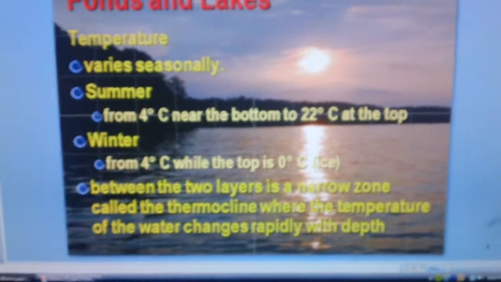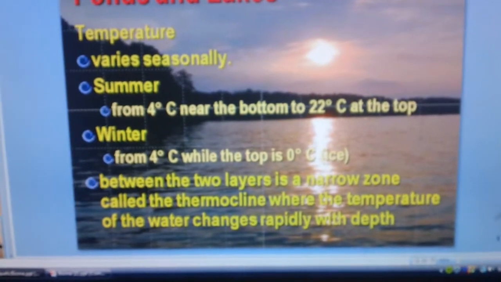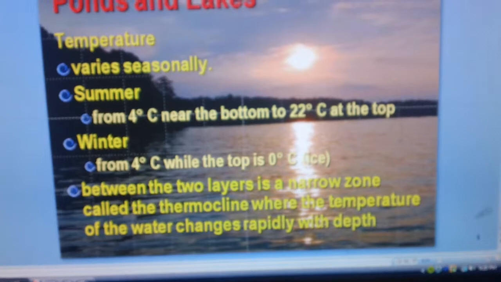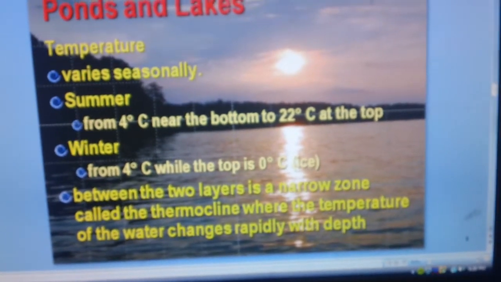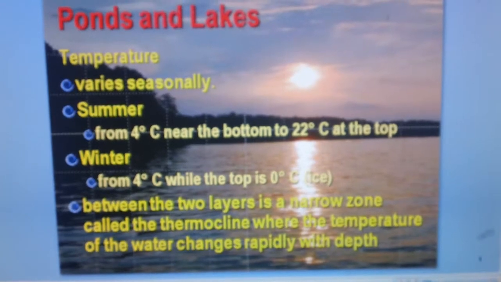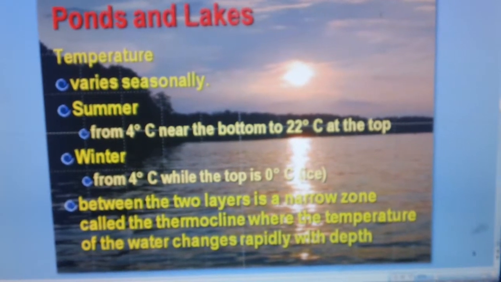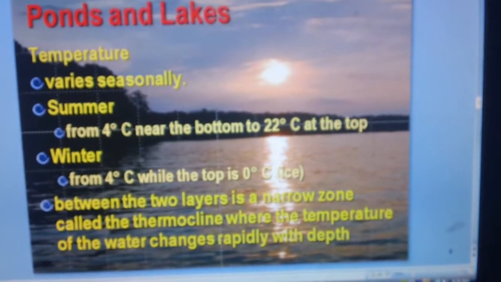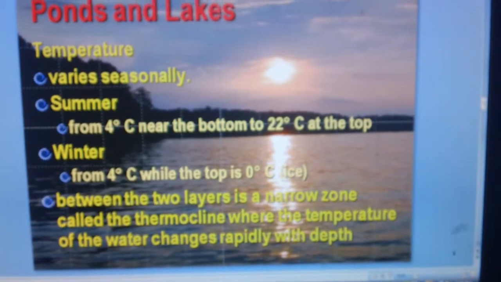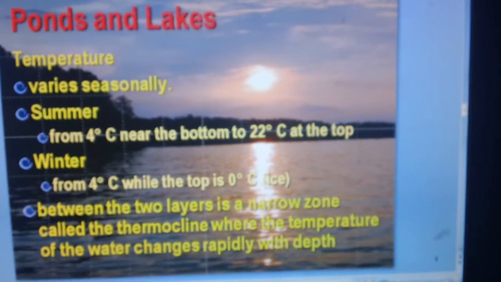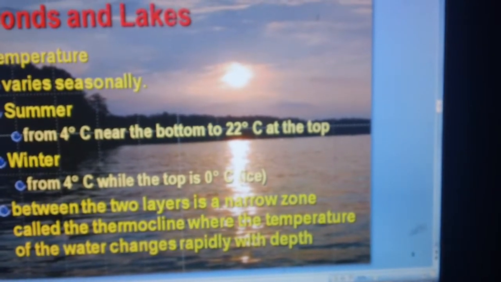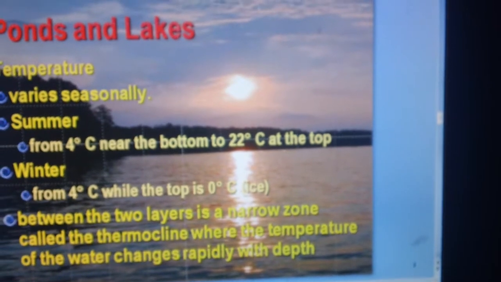In ponds and lakes, the temperature varies seasonally. In summer, it goes from 4 degrees Celsius near the bottom to 22 degrees Celsius at the top. During the winter, it goes from 4 degrees Celsius at the bottom while the top is 0 degrees Celsius, which means ice. Between the two layers is a narrow zone called the thermocline, where the temperature of the water changes rapidly with depth.